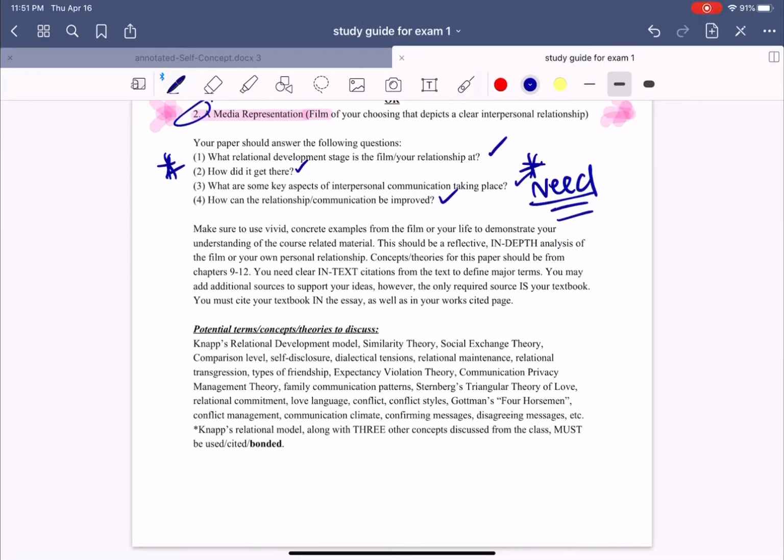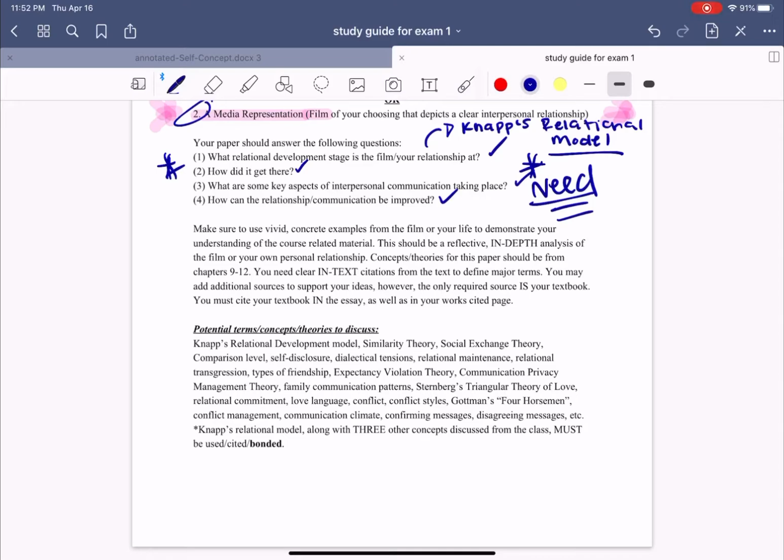So 1, what relational development stage is the film or your relationship at? This might be a little bit confusing for you all, but this specifically relates to Knapp's relational model. If you're confused about what that is, we're going to be going over that in the upcoming weeks. But if you want to go ahead and start reading about it, that might help you start developing your ideas for your paper.